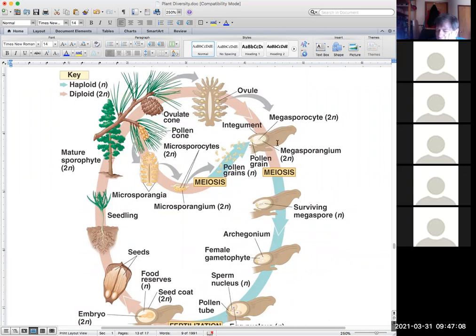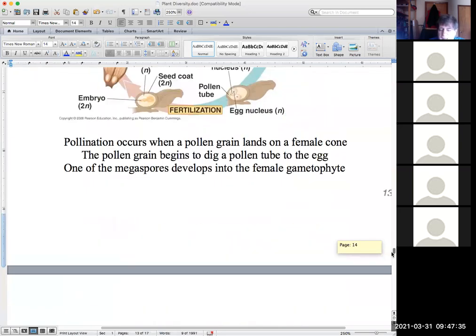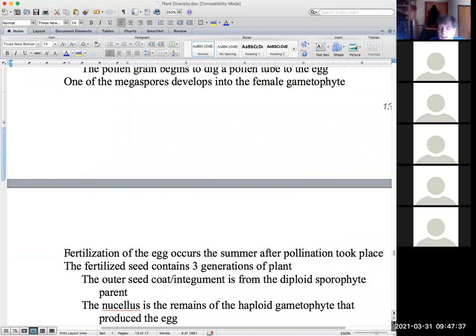So when we look at a pollen grain, it lands on the female cone and it digs a pollen tube. It takes so long to dig the pollen tube. So if we look at pollen that lands on a scale this year, it doesn't dig the pollen tube completely and fertilize the egg until next year in some species. So reproduction actually takes a year. Now notice fertilization actually occurs when the nucleus of the pollen grain and the nucleus of the egg cell fuse.